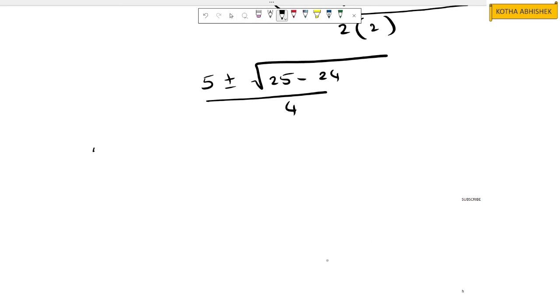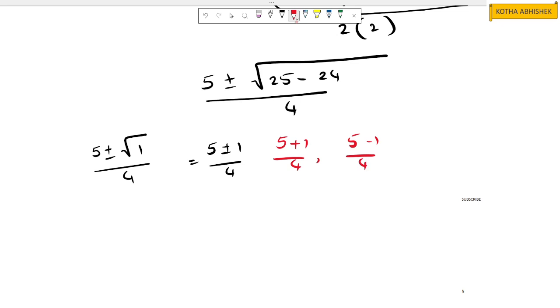Okay, this 5 as it is, plus or minus under root 25 minus 24 is 1, divided by 4, which is equal to 5 plus or minus root 1 is 1, divided by 4. Now let us solve this by taking one plus and one minus. So it will be 5 plus 1 by 4, comma, 5 minus 1 by 4. 5 plus 1 is 6 divided by 4, comma, 5 minus 1 is 4 divided by 4. If we do simplification, 6 by 4 is 2 times 3, 2 times 2. So our answers are 3 by 2, comma, 4 by 4 cancel, then the answer is 1. So the x values are 3 by 2, comma, 1.